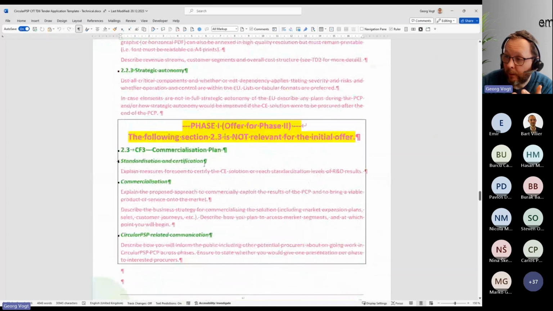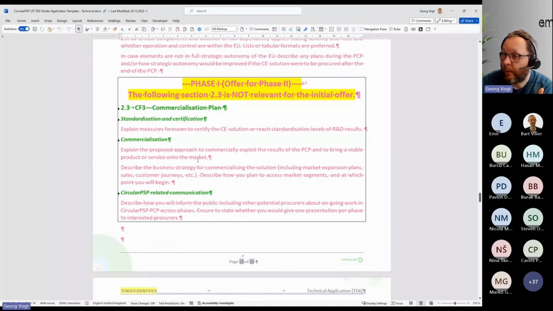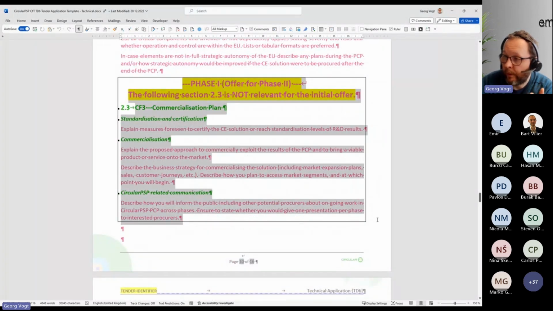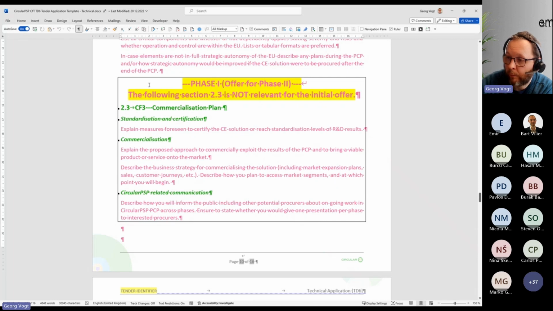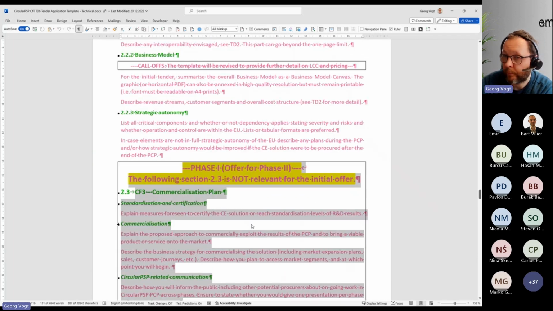This seems like a lot, but a lot, as I said, is repetition. This part, for instance, you can delete immediately because it will only become relevant in your call-off. We just want to share it with you ahead of time, so that you're not surprised once you have won the tender. In the first call-off, we will ask you to also fill this section, for instance.